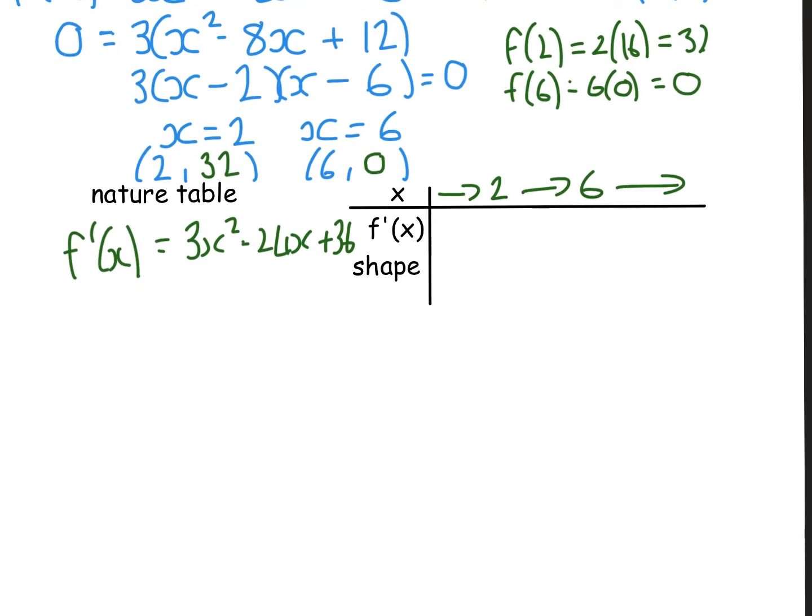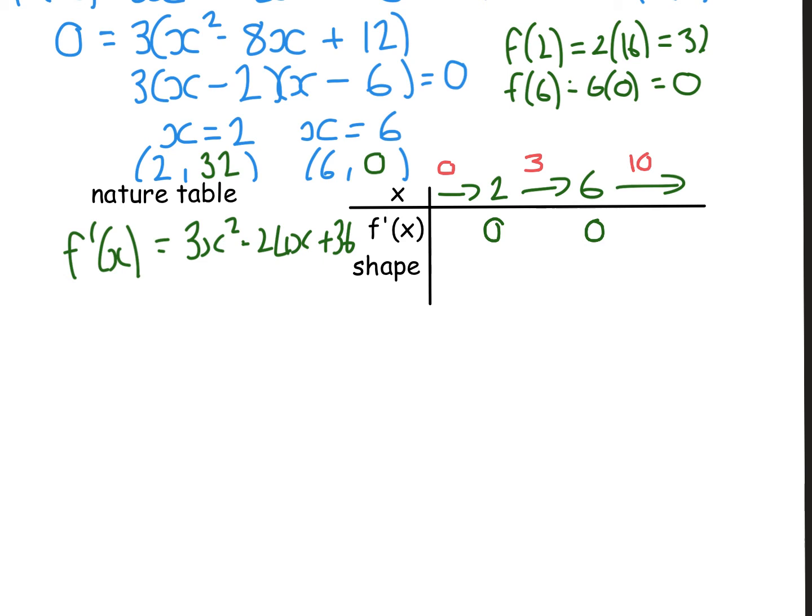So at this point, in the nature table, underneath your 2 and the 6, f dashed x is 0 because that's when your gradient's nothing. Choose numbers that are before the number 2. Now you could simply choose 1 or you could choose 0. 0 is a much easier one to sub in. Between the 2 and the 6, I'll probably just go with 3. And then after the 6, I'm not a big fan of trying to sub in the number 7. You can go and use number 10, right? Because 10 is really easy to sub in.